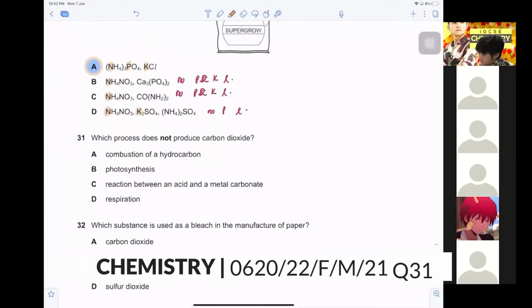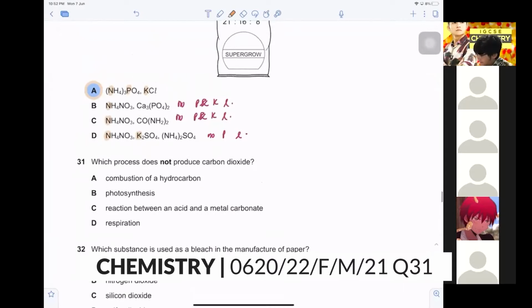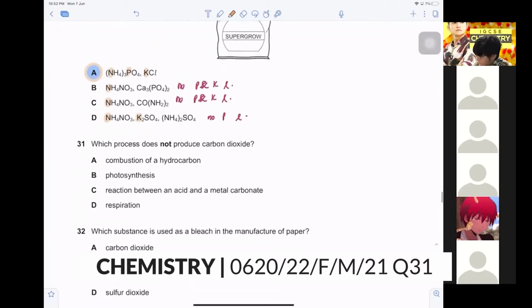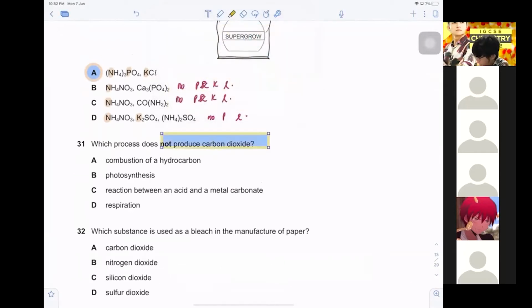Which process does not produce carbon dioxide? Combustion of hydrocarbon, of course it does: CO2 and H2O. Photosynthesis produces oxygen. I mean, is this a biology paper? Come on, man.